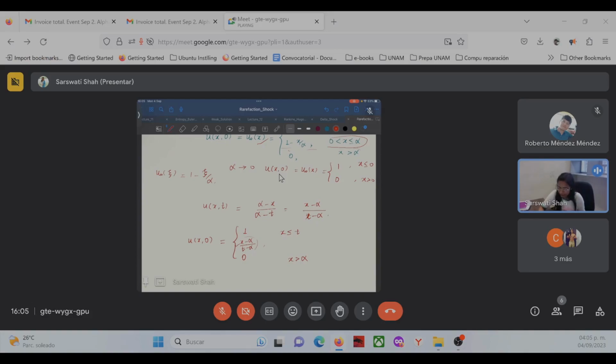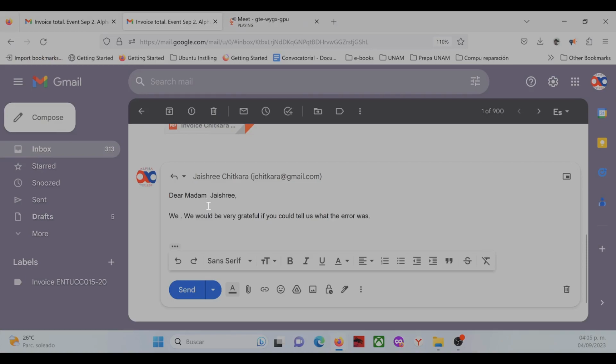Now, what region are we left with? t, x, and t less than alpha, 0. Camilo used the method of characteristics, in the same way as I solved the previous problem, Hannah? Is it? In the same way.